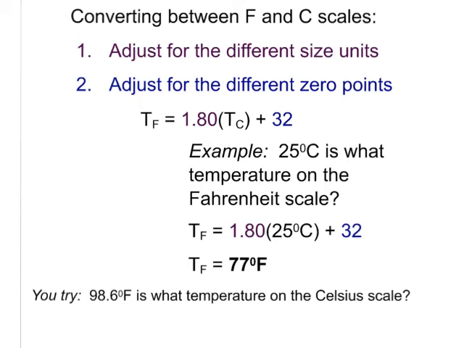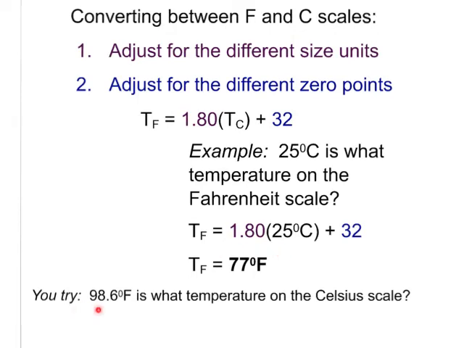We have the temperature in Fahrenheit is equal to 1.8 times the temperature Celsius. This adjusts for the different size of degree. Then we're going to adjust for the different 0 point by adding 32 degrees to it. So how would that look mathematically? If we have an example, 25 degrees Celsius would be what temperature on the Fahrenheit scale? We would just plug in 25 degrees Celsius for the temperature in Celsius here and carry out the math. 1.80 times 25, get that answer, add 32 to it, and that gives us 77 degrees Fahrenheit.